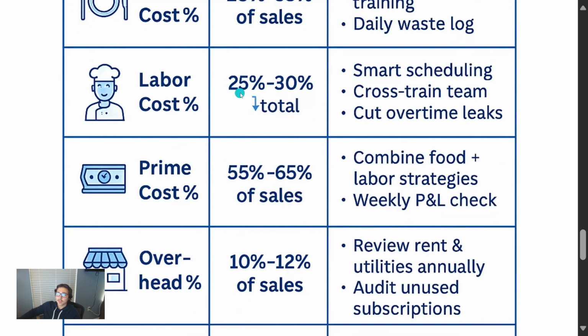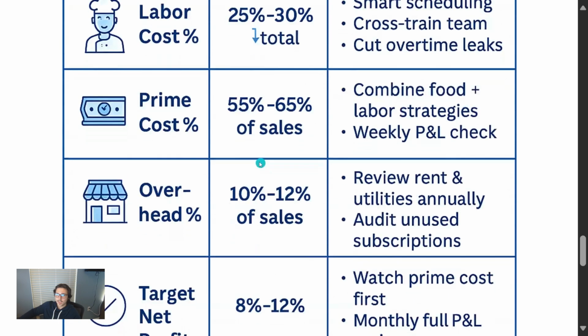Then you have your labor cost, 25% to 30%. If you're below 25% or even below 20%, that's great. That means you have smart scheduling, good management, you've cross trained, and you are not allowing any overtime. A lot of corporate restaurants will not allow overtime because labor cost gets too high, which in return creates your prime cost between 55 and 65%.